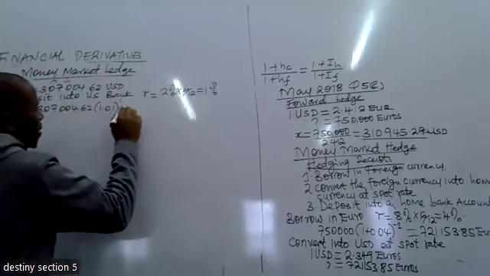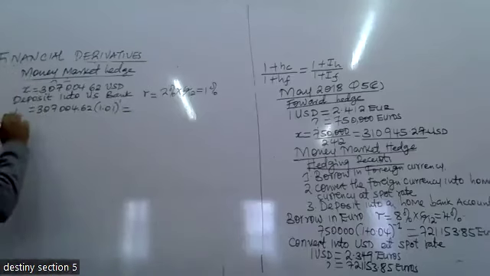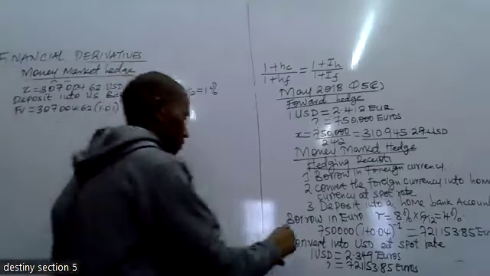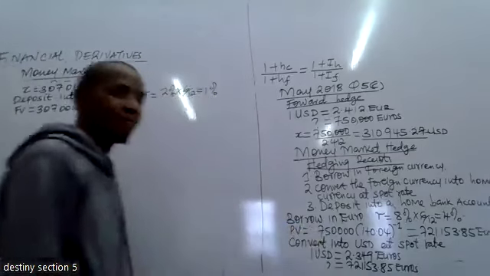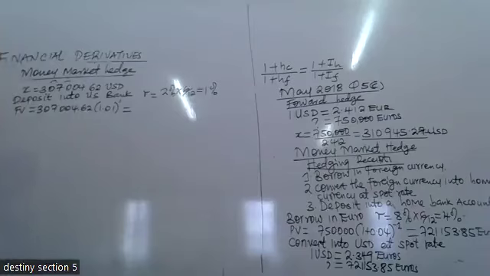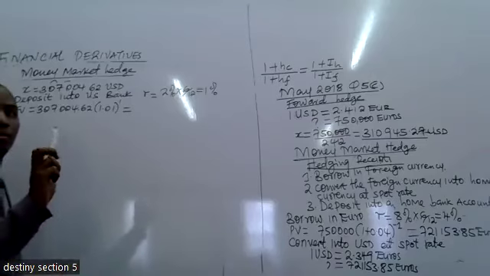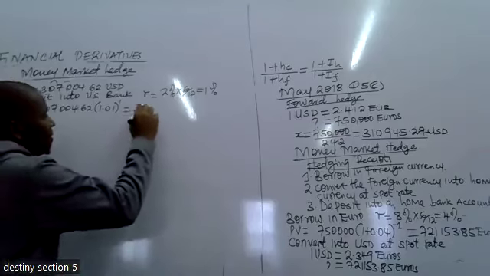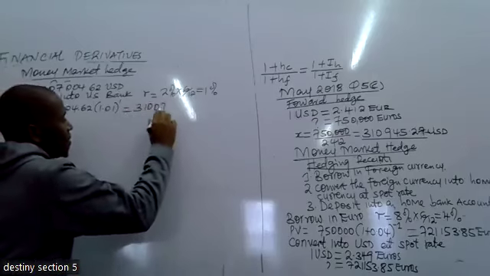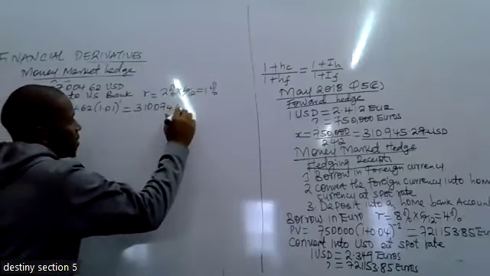Times 1.01. You are just looking for the future value. Yeah, I've said you are looking for the what? Present. In that case, it will give you how much? 310,074.67.